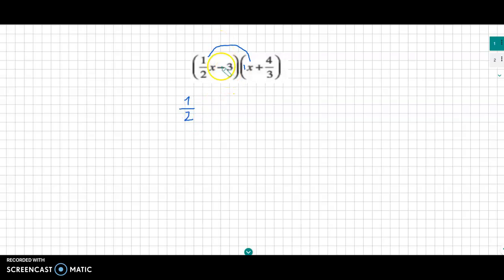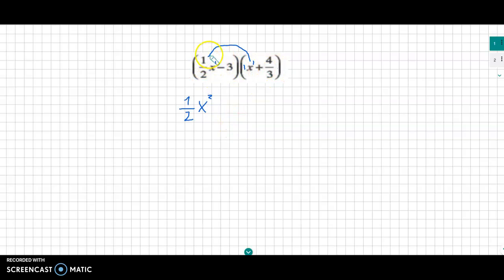So we have 1 over 2, and then we have the variable x times x. So we keep the same variable, x, and we add the exponent. Since we don't have anything here, they have a 1 as an exponent. So 1 plus 1 will be 2. So x squared. Okay, so already the first term.